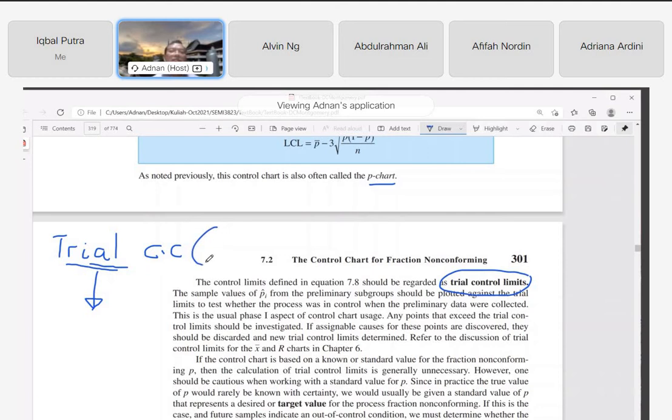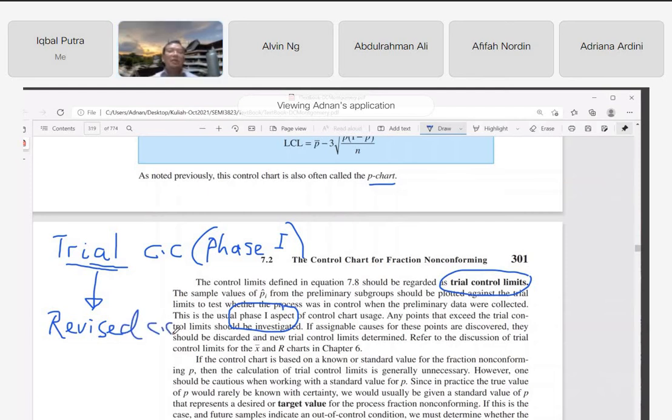This we call phase 1. This is applicable to all the charts: variable control charts and attribute control charts. Here we start with a trial. This is phase 1. Some books call it phase 1. And then we go to the revised control chart, which is applicable to all the charts, not only the P chart. This is called phase 2.